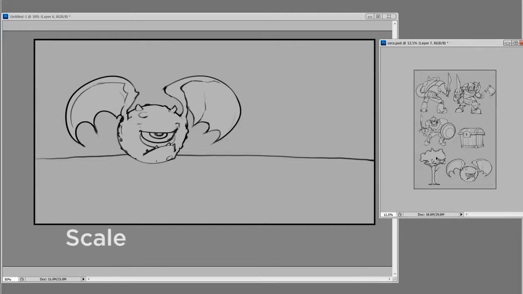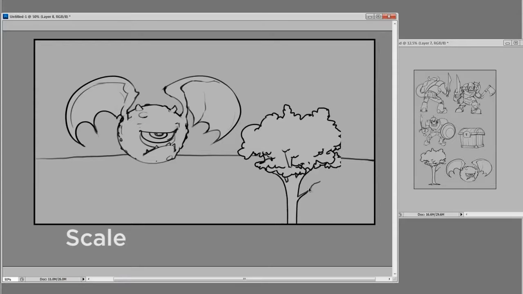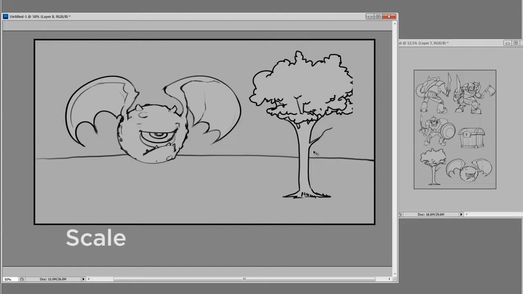So let's add in a bit of background. So I know that he is in some way related to the tree. But what if the tree was far away and the bad guy was up close? Well, that would make the bad guy very small. Or maybe the bad guy's way in the distance and the tree is up close. Well, then that'd make him very big.